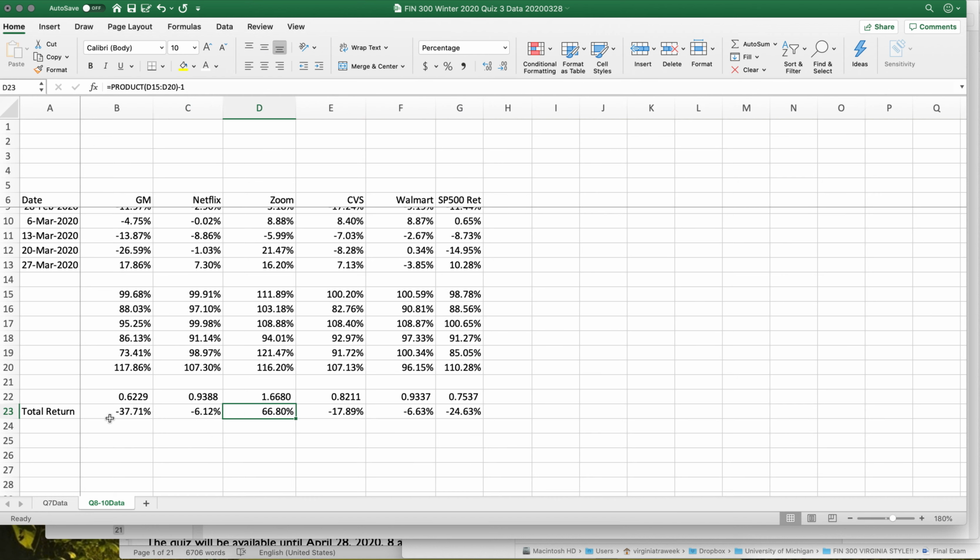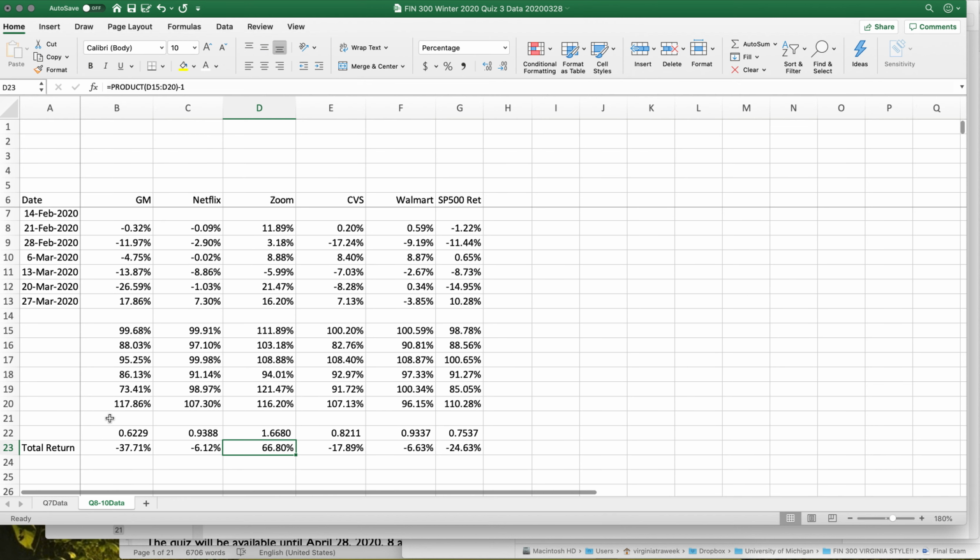And the logic behind this is that this is when the virus was coming out. And so GM did really bad. Nobody needs cars when they are stuck in their house. The second worst is the S&P, just the general malaise in the market. CVS was the next worst. My guess is that people were worried that people wouldn't be able to afford drugs. Maybe their financials were worse. And of course, Walmart did not do that bad, although they did worse than I thought they would. And Zoom did really well because now everybody's using online conferencing.